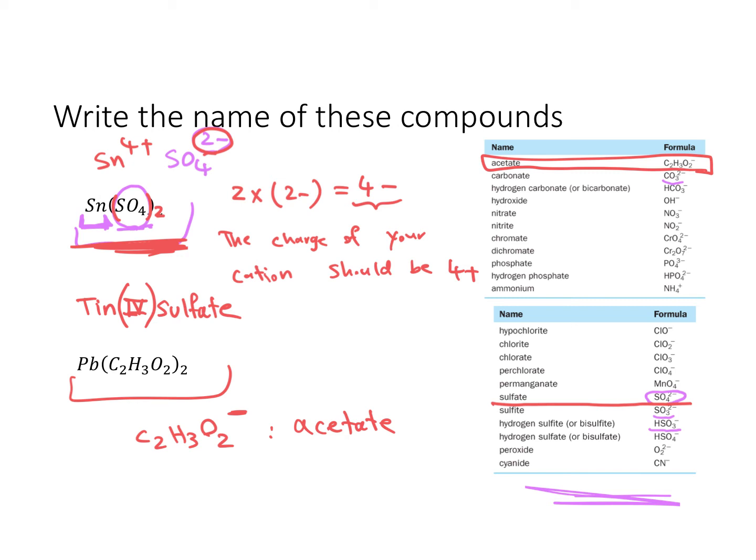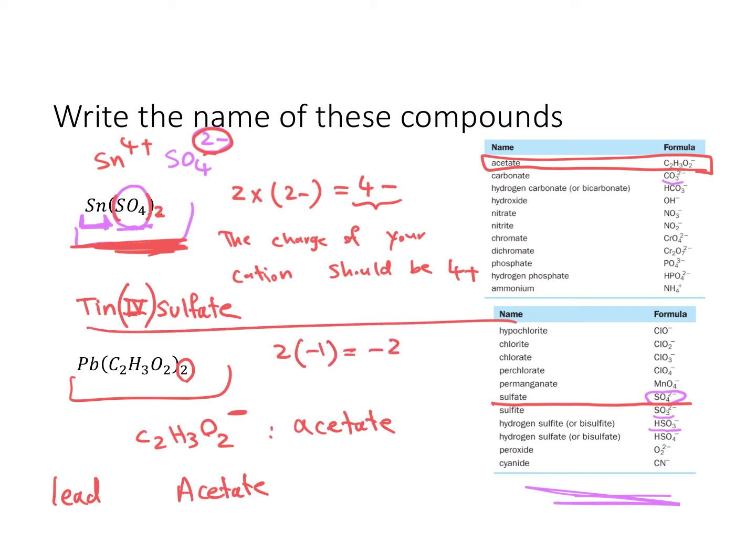Going back here, so we have lead and acetate. But what is the charge of lead? Exactly. You have 2 acetate here. Each of them has a charge of -1, right? It would be -2. So this charge should be +2. Is that clear? Any questions?